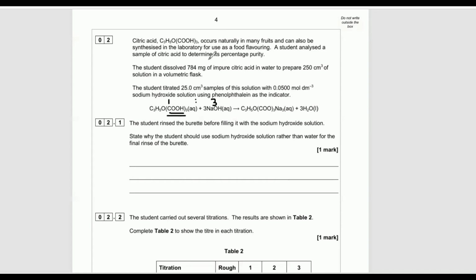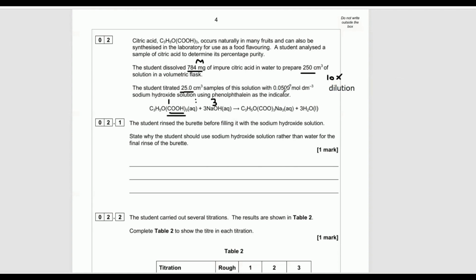So what we've read through so far, I'd be thinking, right, percentage purity, I might be doing that. I'd be going, oh, look, I've been told about 780 milligrams. I might have to convert that to grams. And that is a mass, so I'd write an m there. And then I'd be like, oh, prepare 250 cm³ solution in a volumetric flask. And then the student titrated 25 cm³ from that 250. That means I've had a 10 times dilution. So I might have to multiply up or divide, but there's something I'm going to have to do with 10 times. So I've had a 10 times dilution.